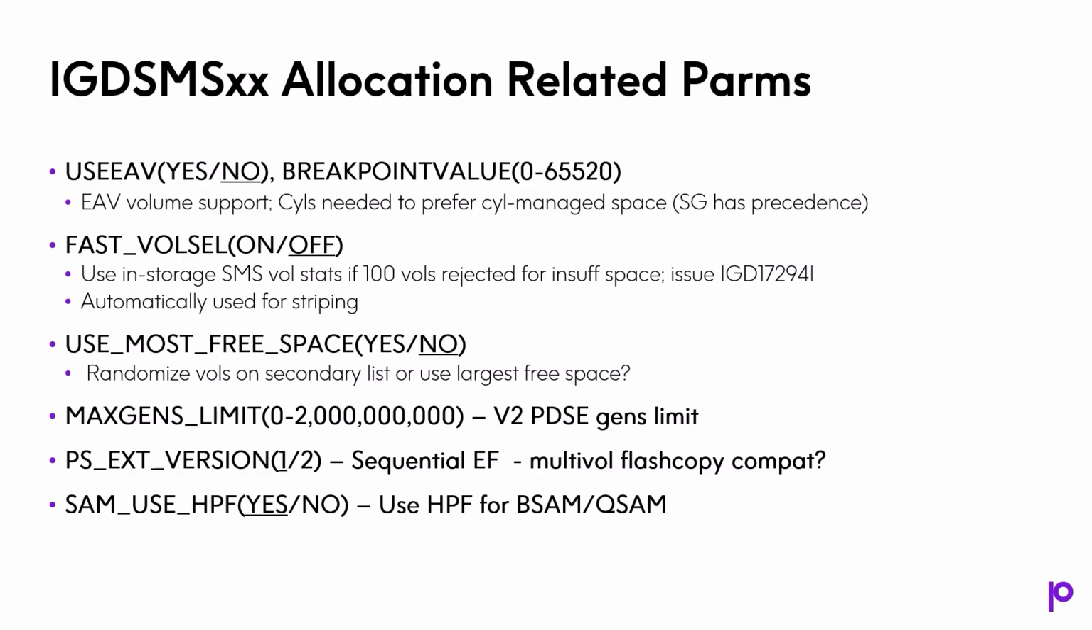A couple of other limits. MaxGens is the limit for version 2 PDSE member generations. For PDSEs, you can have version 1 or version 2, and the version 2 PDSEs support member generations. What's the maximum number of member generations? For some reason, they made it 2 billion as the highest possible. You might want to set that lower.